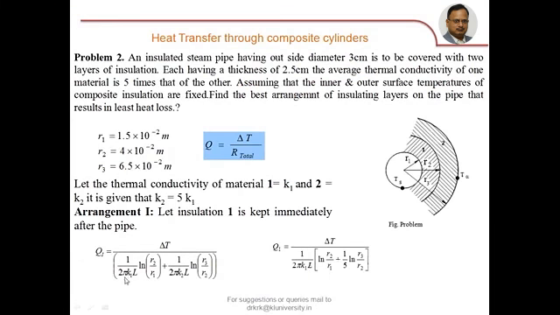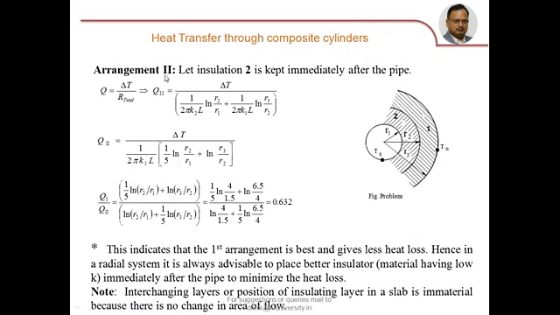That is, you can take out common 2 pi K1 L, and K2 is 5 times K1. If you substitute that, when you take K1 common, the 5 remains here. So it is log R2 by R1 plus 1 by 5 times log R3 by R2. R1, R2, R3 values, as per the description of the problem, go like this. Now arrangement 2.